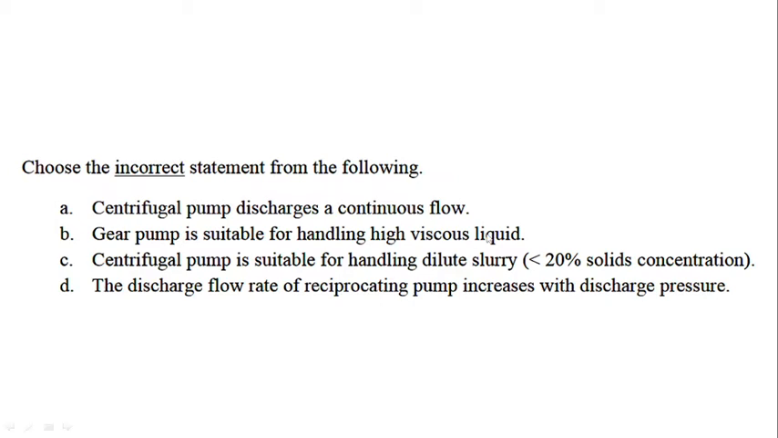So the first question is: choose the incorrect statement from the following. Centrifugal pump discharges a continuous flow. Gear pump is suitable for handling high viscous liquid. Centrifugal pump is suitable for handling dilute slurry with concentration less than 20%. Option D, the discharge flow rate of reciprocating pump increases with discharge pressure. Option D.